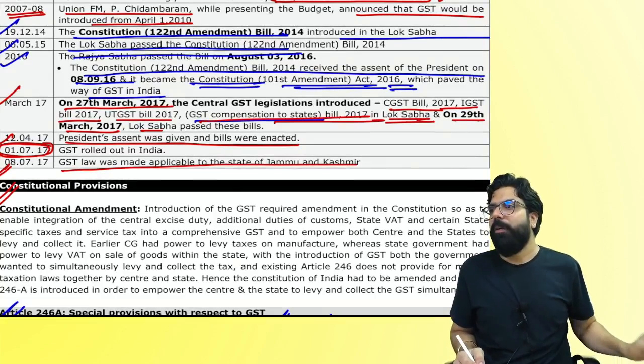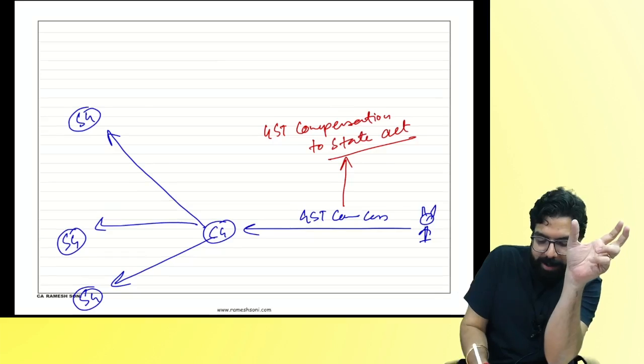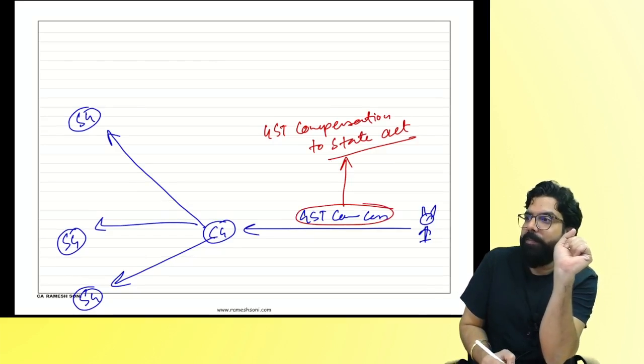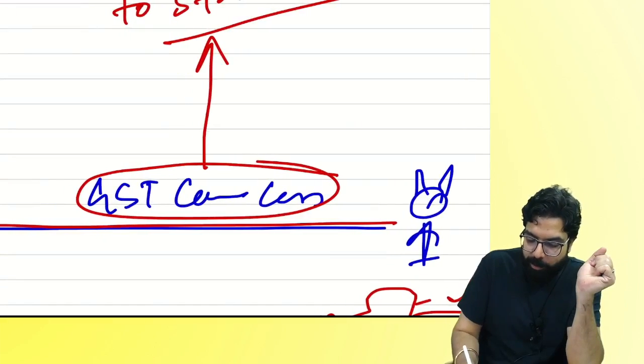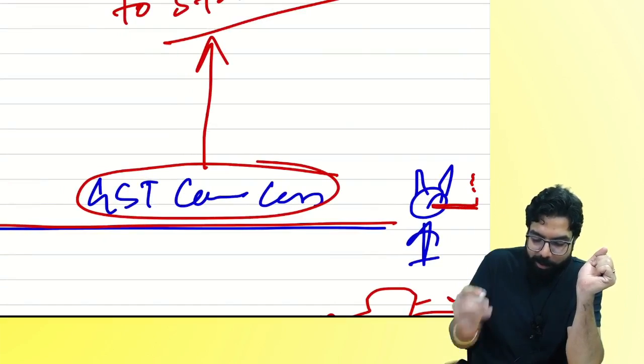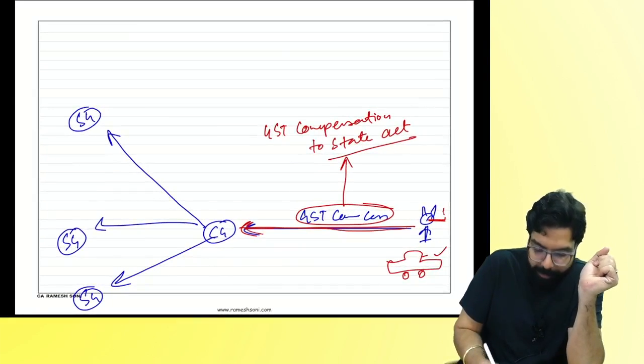Are we clear? Once the bill was passed, can the government now collect GST compensation cess from the buyer? You're buying a car? Aha, a luxury car. Very good, I will collect GST compensation cess. You are chewing tobacco, smoking tobacco? Okay, I will collect GST compensation cess.